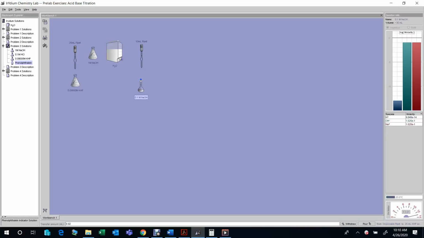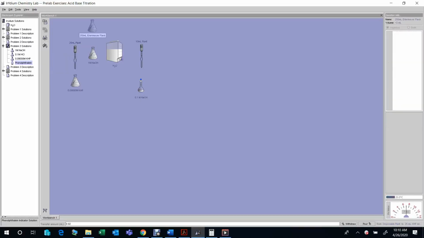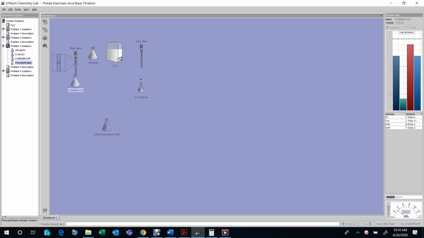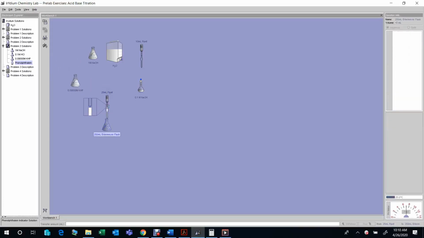Okay, to do the titration, we need to use an Erlenmeyer flask. So we use this Erlenmeyer flask, and then we first transfer 25.00 milliliter of KHP solution. Okay, we withdraw. You see the bottom right, we can withdraw that much, and then we can pour into this Erlenmeyer flask, 25.00.